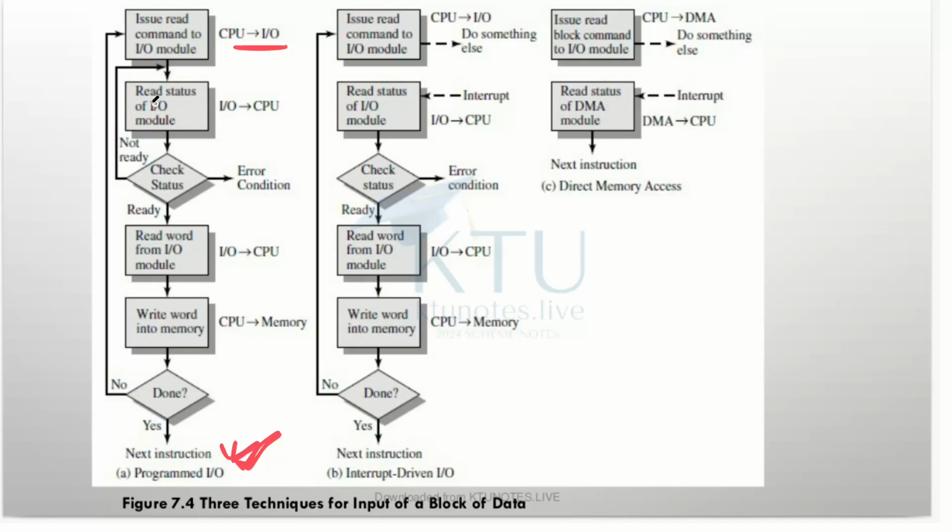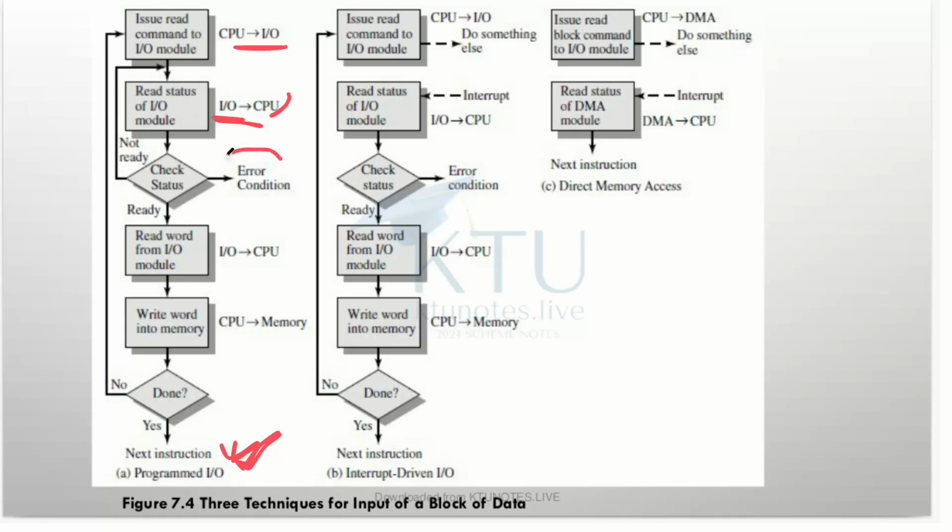Now, read status of the IO module means the IO module has a status register whose value is given to the CPU. The CPU is always checking the status register. So that means read the status of the IO module and check the status.